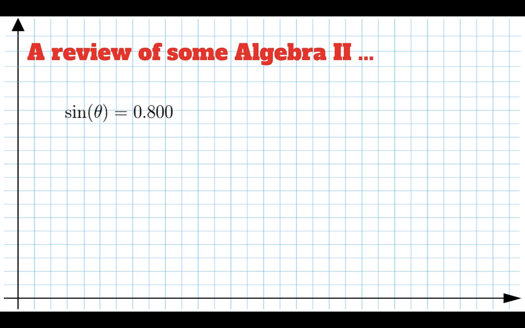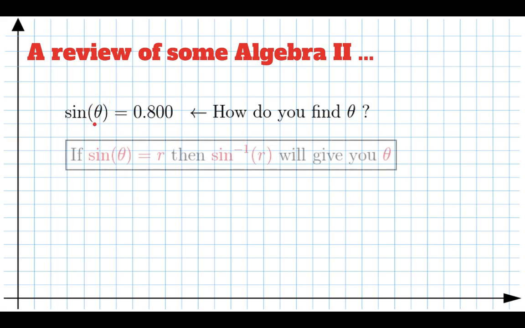Well, you could guess and check. You could take the sine of 30 and the sine of 40 and the sine of 50 and keep guessing and checking. But there's an easier way, and you may or may not have had this in mathematics. If you want to find the angle theta, and what you're looking for is inside the sine, you have to use the inverse function. We call this the inverse sine or the arc sine. So if the sine of an angle gives you a ratio, then the arc sine or the inverse sine of the ratio will give you the angle.